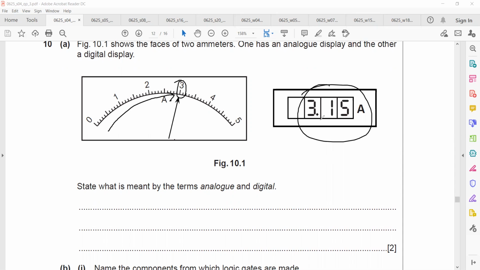So if you have a digital meter, what will happen? For example, if the current changes to 3.2 ampere or 3.1 ampere, you directly get that number. So a discontinuous change will be there. But when you have a continuous change, you call that analog. If there is a discontinuous change, we call that digital. Is the difference between analog and digital clear? The reason they give you the displays, analog display and digital display, is so you can write the answer using this display.